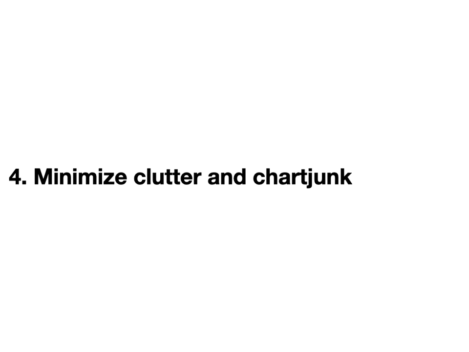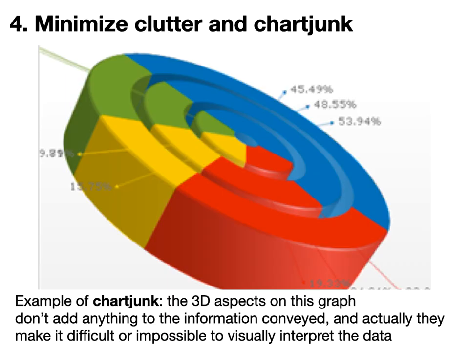All right, the 4th principle, minimize clutter and chart junk. So what's chart junk? It actually has a Wikipedia page. Chart junk is features of graphs that don't add anything to the information conveyed. And actually, they make it difficult or potentially impossible to visually interpret the data. So a classic one is making a 2-dimensional graph 3-dimensional just because, right? It doesn't actually add anything to the important information. And in fact, it makes it impossible for us to really compare what's going on with this pie graph. So 3Difying your bar graphs, your pie graphs, that's an example of chart junk.